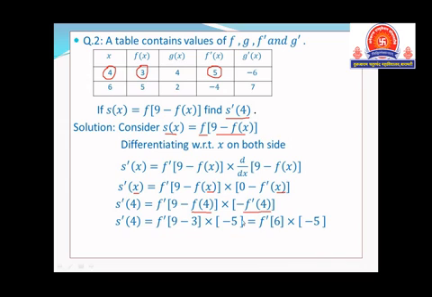So 9 minus 3 gives 6. So it is f dash of 6 into minus 5. Now the value of f dash of 6. So from the table again, in second row f dash of 6 is here, see here, it is minus 4. So put this value. So we get minus 4 into minus 5 is 20. Here we complete the derivative of composite function.